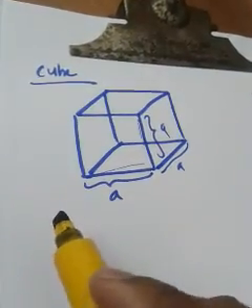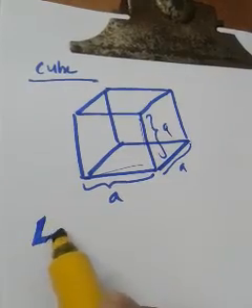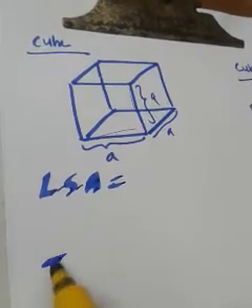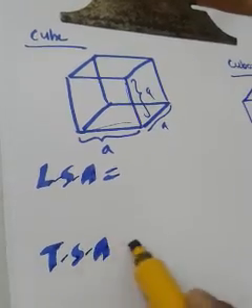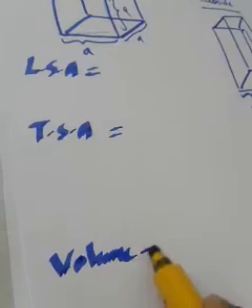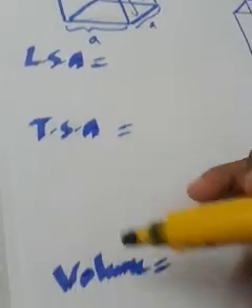So let us consider this cube. I'm going to calculate its lateral surface area, total surface area and volume. So we already discussed these three concepts: lateral surface area, total surface area and volume.